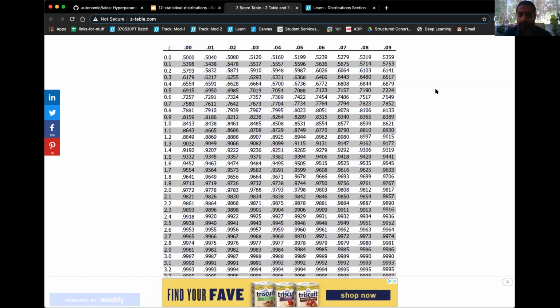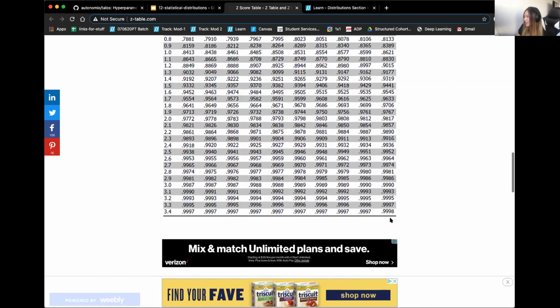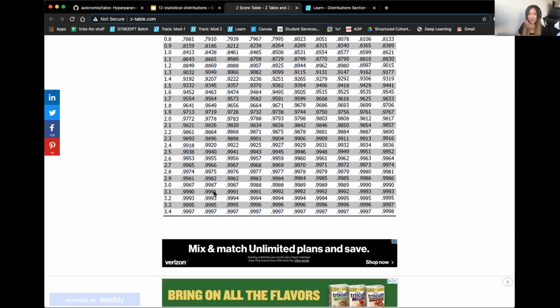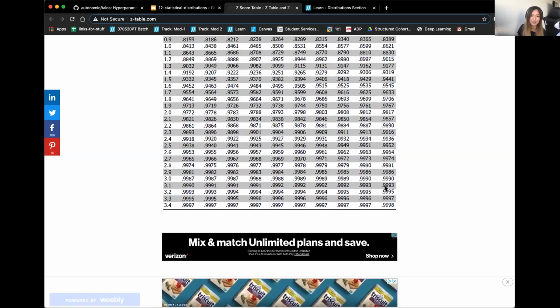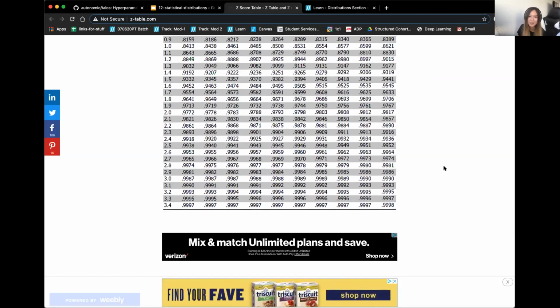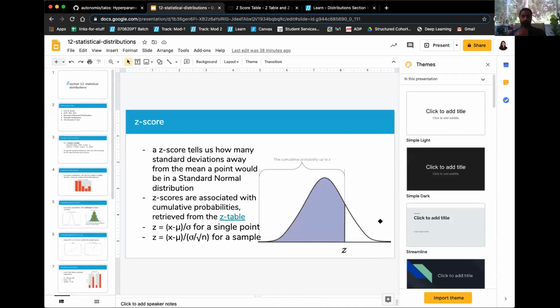Is it possible to get into 2.95 or? Yeah, for sure. See, 2.9 is down here, 2.95 is 0.998. But as you can see, all these numbers get very, very close to 1. So if you have a z-score above 3.49, you can safely say that the cumulative probability is going to be 1. Because in that case, your z would be all the way on the right, and the cumulative probability is pretty much the entire curve.